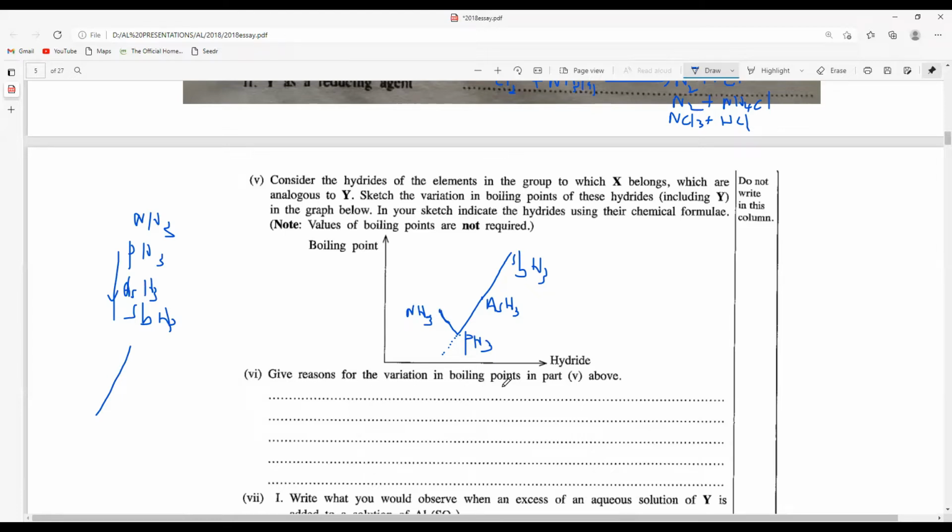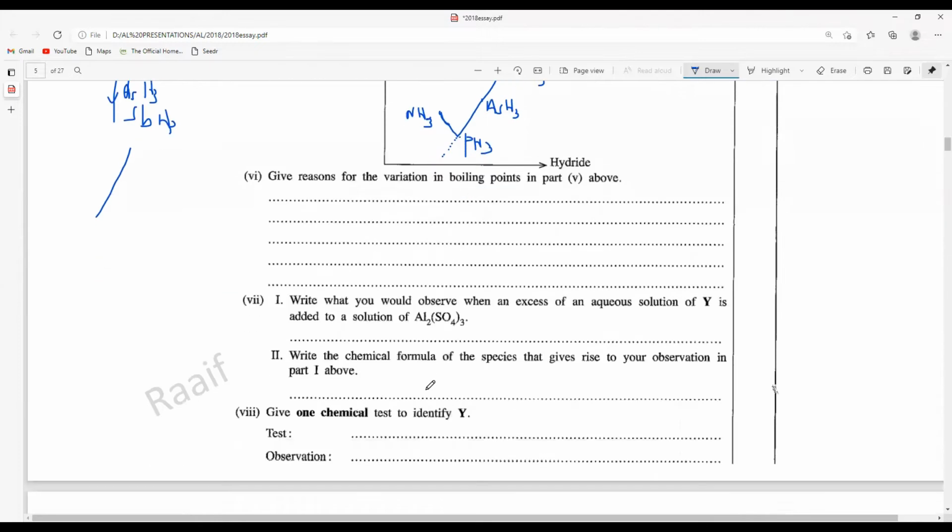Give reason for the variation in boiling points in part 5 above. So they have also asked the reason. The first reason that you have to mention here, in general, is that when the molecular weight increases, the boiling point increases. That is why the boiling point increases from PH3 to AsH3 to SbH3. But nitrogen in ammonia additionally has hydrogen bonds. That is why the boiling point of ammonia is even higher than PH3. So you can mention that clearly.